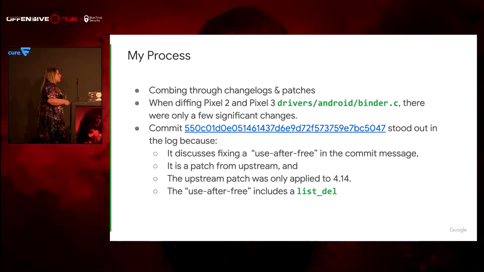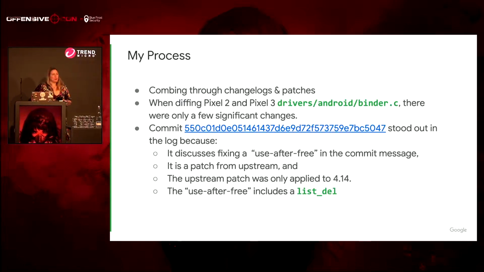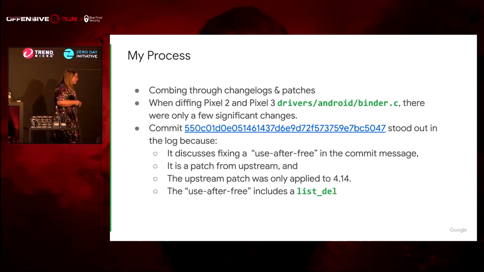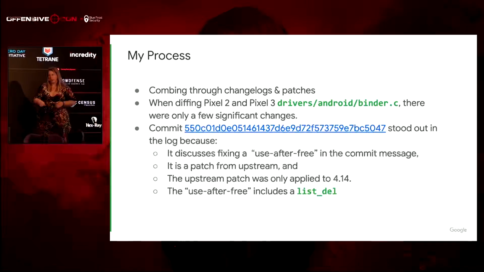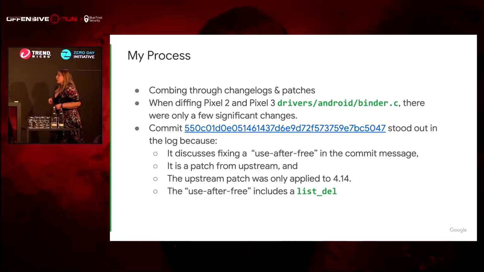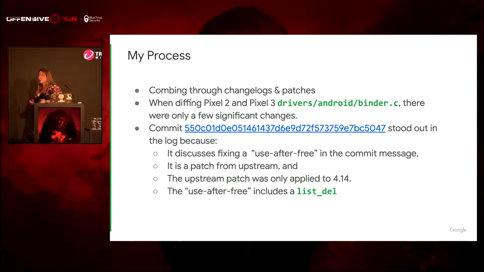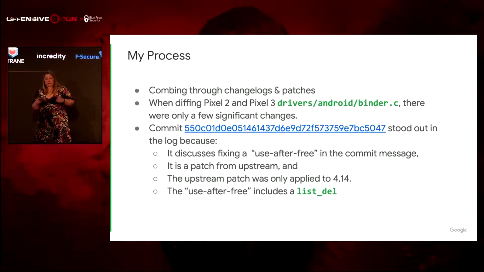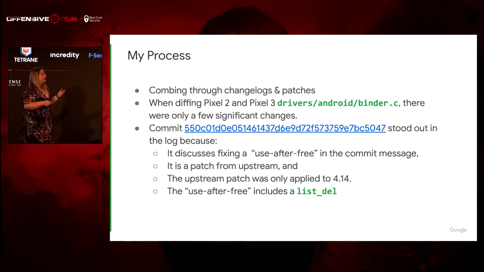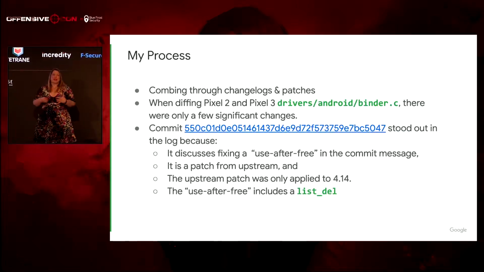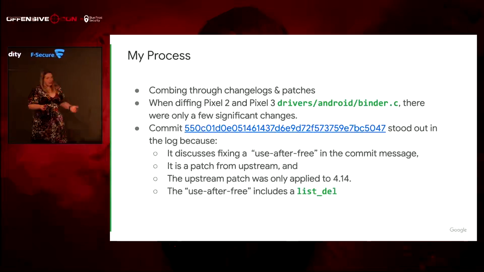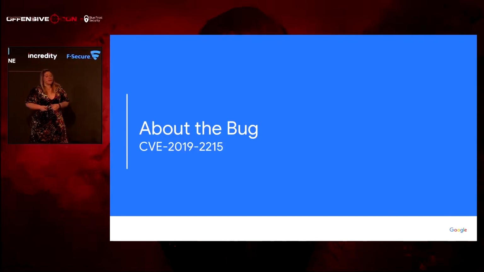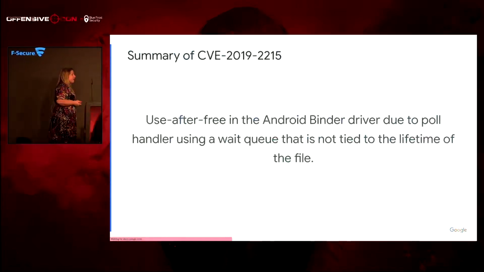And this commit in particular stood out because one, it says use after free in its changelog and that it's fixing it. Next, it's a patch coming from Linux upstream into the Android kernel for Pixel 3. The upstream patch was also only applied to the 4.14 kernel. And lastly, the use after free includes a list_del operation on the freed object. So this stood out super obvious when you're patch diffing and thus ended up being the bug. When I went through each of these different details we knew, it ended up matching exactly. So what is the bug? It's covered under the CVE number now.